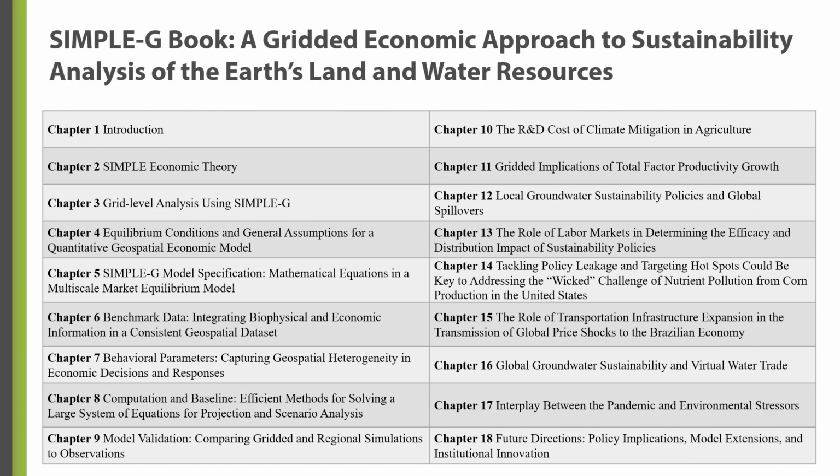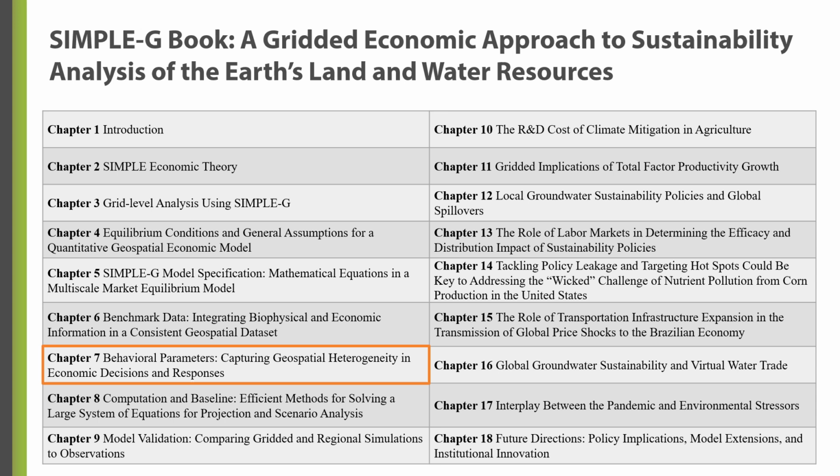This slide provides an overview of all chapters in the Simple G book, each of which has an accompanying presentation to motivate the material covered in that chapter. During this presentation, I'll cover a portion of Chapter 7, which is on behavioral parameters, capturing geospatial heterogeneity in economic decisions and responses.